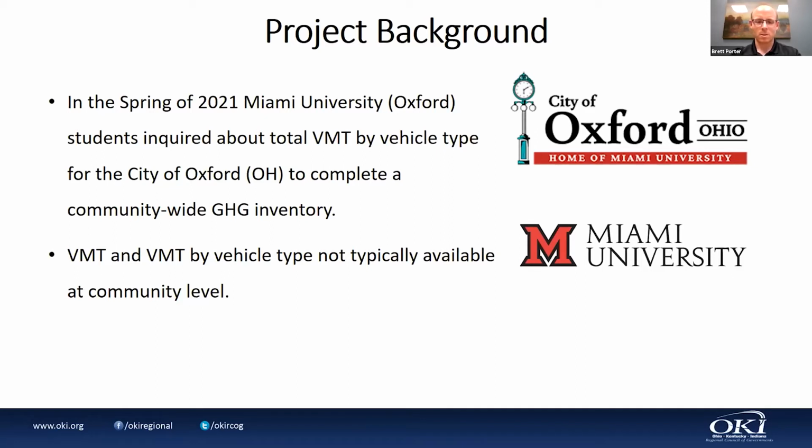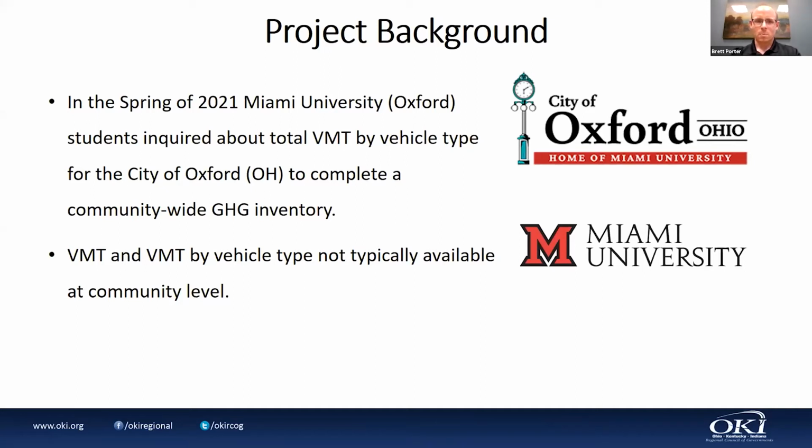What I had told the students initially was that typically VMT, and even VMT by vehicle type, is not collected. It's not typically available at the community level unless you do a special project. Typically it's at the county-wide level. You can even go onto ODOT's website and get the VMT for each of the counties. That's what I've done. But obviously the students needed something more detailed and something more at the community-wide level.